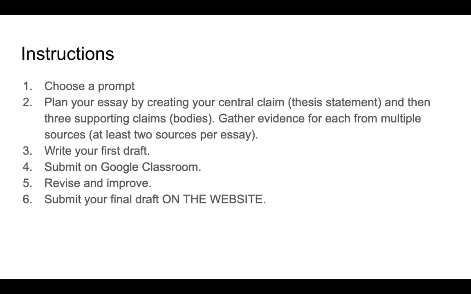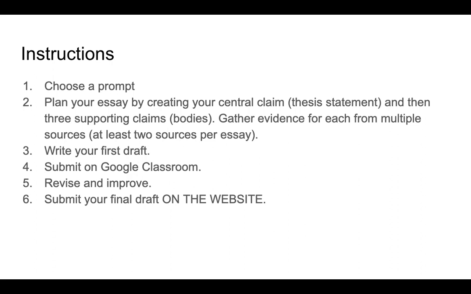The instructions: choose a prompt, plan your essay by creating a central claim, so basically make your thesis statement, and then think, how am I going to prove this thesis statement in 3 supporting claims or 3 body paragraphs. So do it in that order, think logically. Here's my prompt, here's my thesis statement, here's the claim I'm going to prove by writing this essay, and here are the smaller things which build up that claim and prove it's correct.